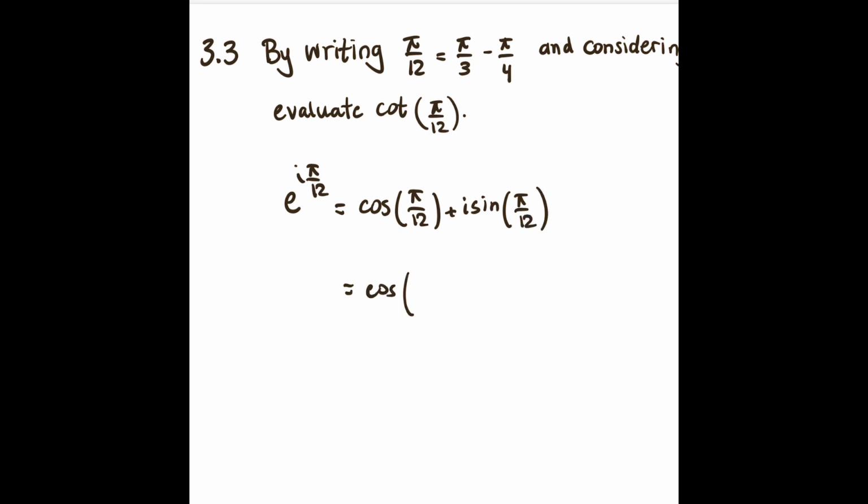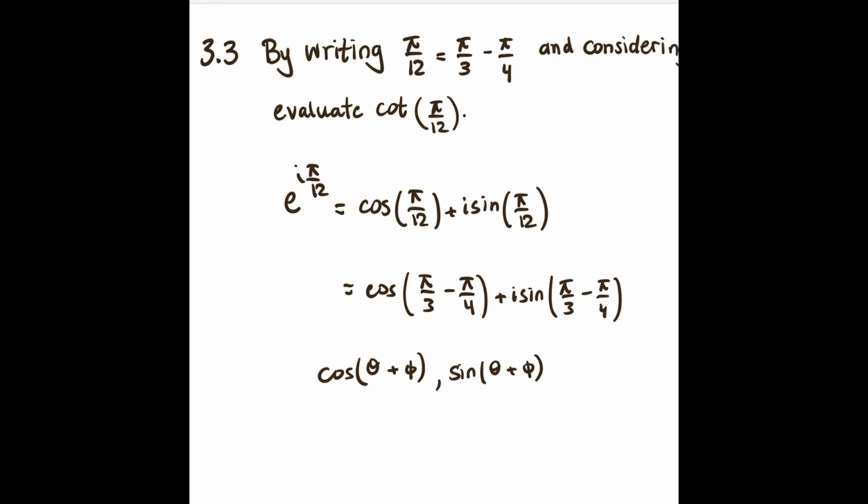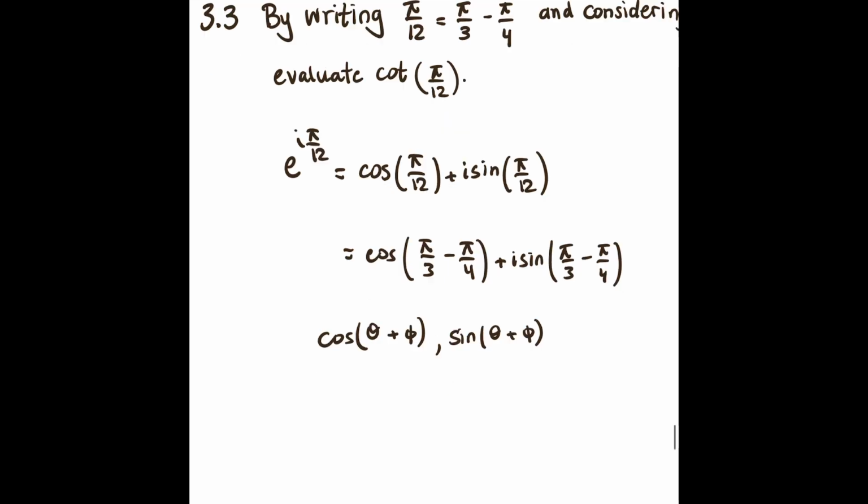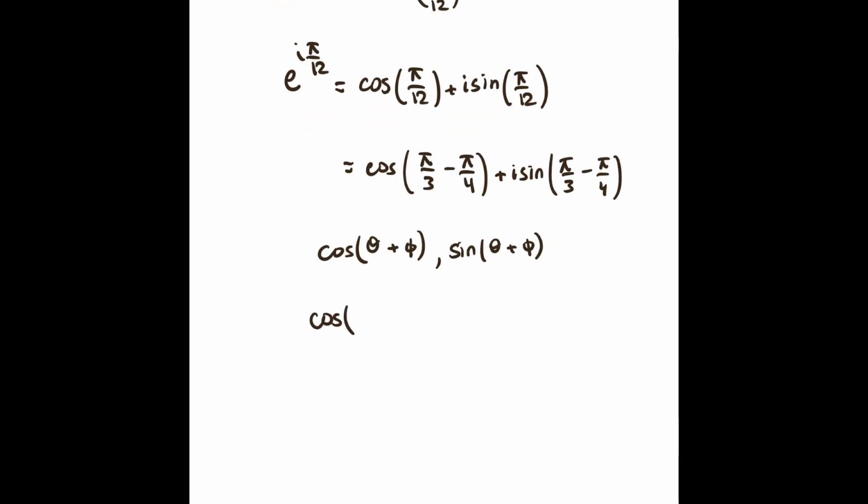plus i times sine of pi over 12. Then we'll write this as the difference between pi over 3 and pi over 4. Now we want to simplify this further, so we'll use the result from problem 3.2, which allowed us to find equations for cosine of theta plus phi and sine of theta plus phi. You could see my previous video on solving that problem. But for now, I'll just write the equations.